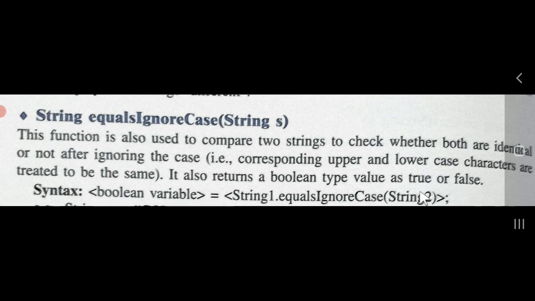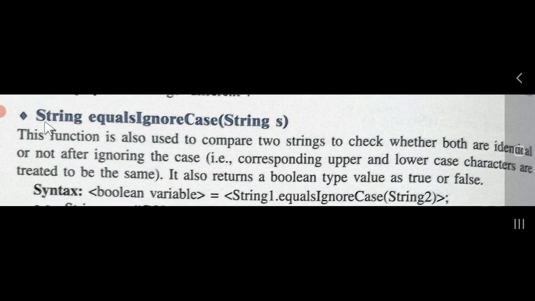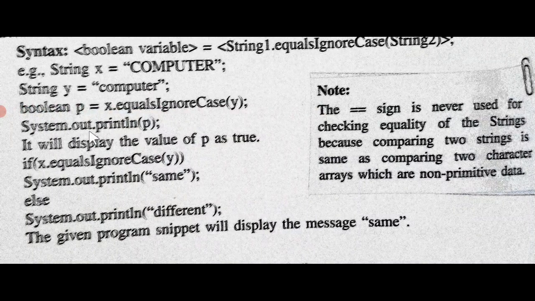So it simply ignores the character cases, upper or lower, whatever is there. So that will be true. Sorry, equals ignore case, and then after that, please correct this: the return type will be of Boolean type, because it either gives us true or false. Now here we have the example, string x equal to computer, then string y equal to COMPUTER. You can see capital letters and small letters. When we write Boolean p equal to x dot equals ignore case y, it gives us true, because it ignores the cases. Just see, the alphabets are same.